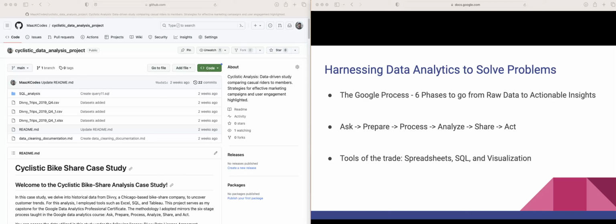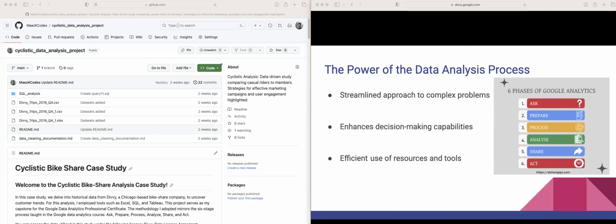So first, harnessing data analytics to solve problems. The goal of this presentation is to show how we can go from raw data to actionable insights in 6 phases. It seems like an insurmountable task, but through strategic planning and thinking, breaking it down into easier steps makes it doable. So the first step is ask, then prepare, then process, then analyze, then share, then act. Tools of the trade that will be highlighted in this presentation are spreadsheets, SQL, and visualization, particularly Tableau.